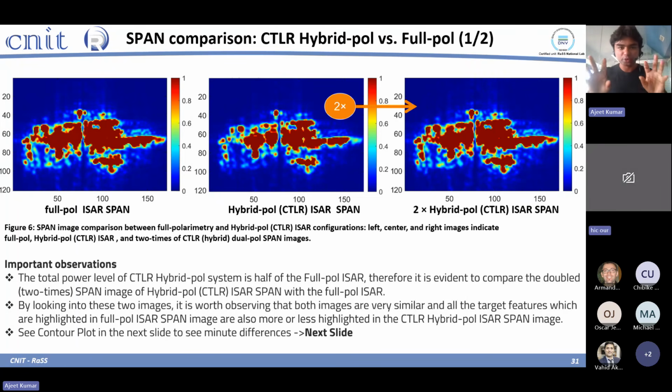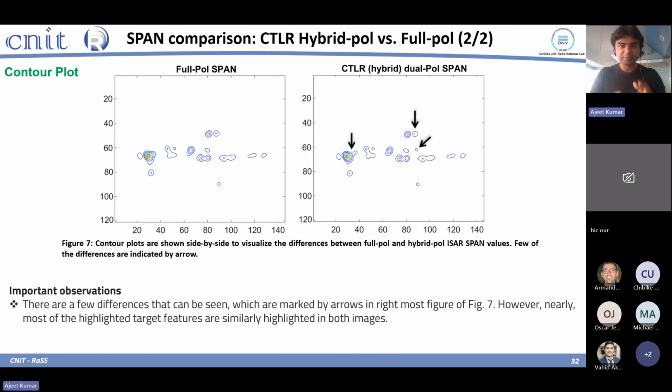So most of the features in full polarimetry are completely retained in the hybrid polarimetry condition. We have visualized it more deeply through the contour plot, and in the contour plot, you can see some of the changes, very, very few, like I have marked with the arrow. But more or less, I can say that most of the features are somehow retained.